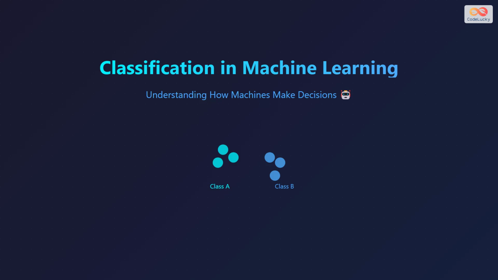Welcome to the world of classification in machine learning. Here we explore how machines learn to make decisions just like humans do. Understanding these concepts can help you build smart systems that solve real-world problems. Let's dive in.